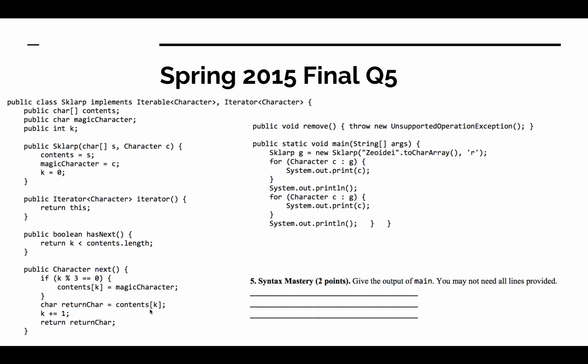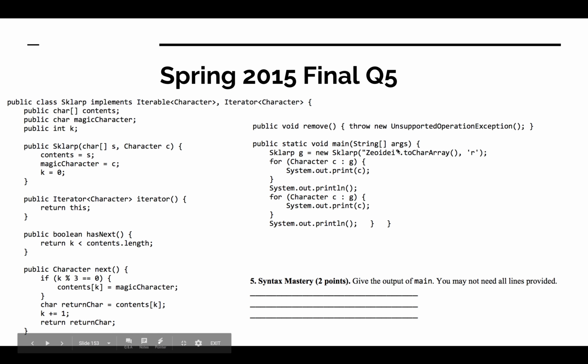And what would that be? E, because the first, so Z, or it used to be, 0. Now R is there, and now E is 1. So we would just increment K, return that, so then we would print out E. So we do the same thing. We do hasNext, then we call next. So the next K is 2. 2 mod 3 is also not 0. So we're just going to increment K and return O.